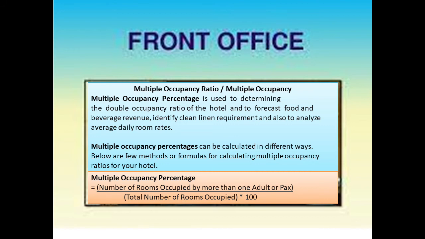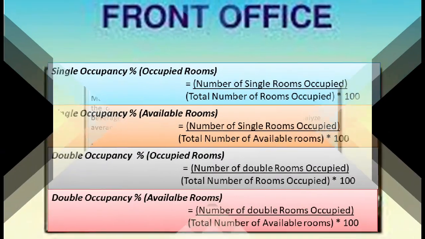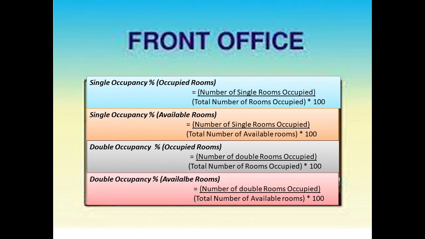Multiple occupancy percentage is equal to the number of rooms occupied by more than one adult or PAX over the total number of rooms occupied multiplied by 100. For our single occupancy percentage, occupied rooms, it is equal to the number of single rooms occupied over the total number of rooms occupied multiplied by 100. And for our single occupancy percentage, available rooms, the formula is the number of single rooms occupied over the total number of available rooms multiplied by 100.